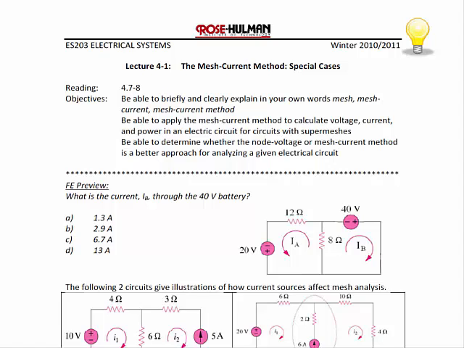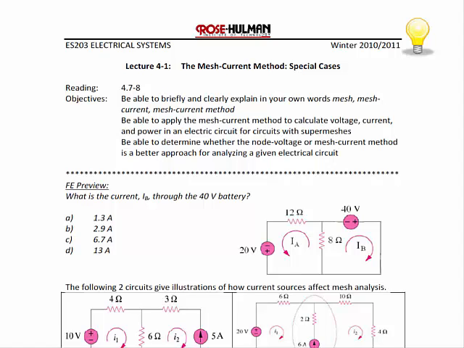Today we will discuss some special cases of the MeshCurrent method. Recall that the MeshCurrent method was a systematic application of Kirchhoff's voltage law. So today we will examine what happens when you have a current source in the circuit.